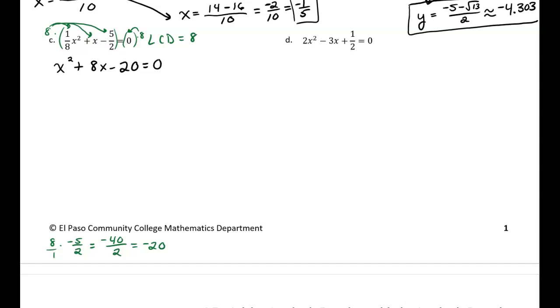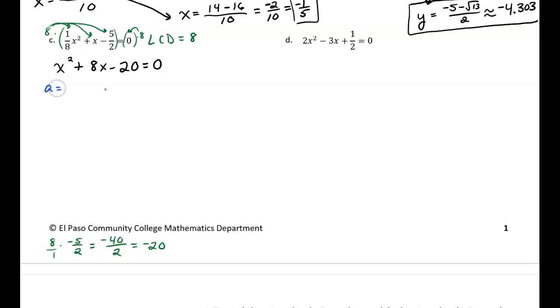So by clearing out that LCD, clearing out those fractions, we have an equivalent equation. This new equation is going to give us the same answers as the original, but it's so much nicer to work with, right? We don't have any more fractions. My 20 is a little bit large, but I can still deal with it, right? Okay, so then let's go to the quadratic formula.